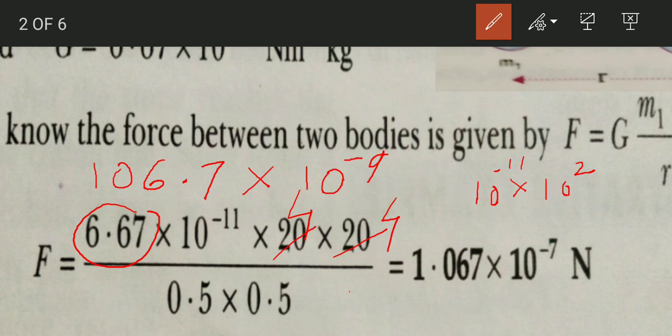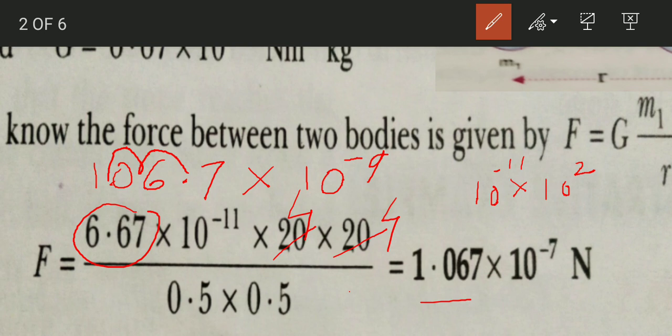That means here this decimal we will shift one place, and then here how many places? It is becoming 2 places. 2 places we have shifted. So you will get 1.067 after shifting.